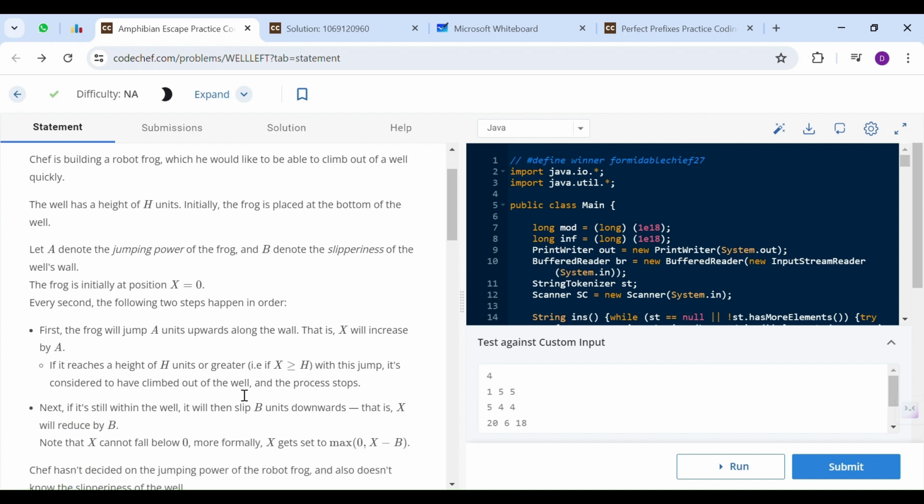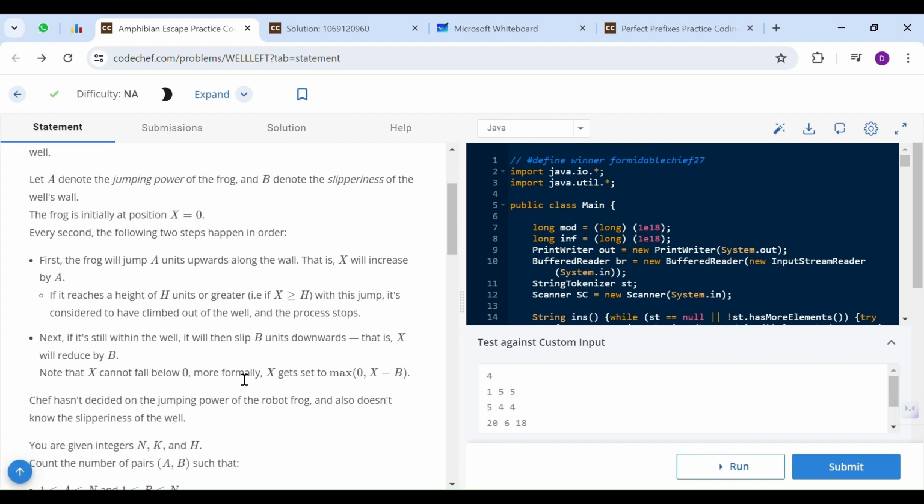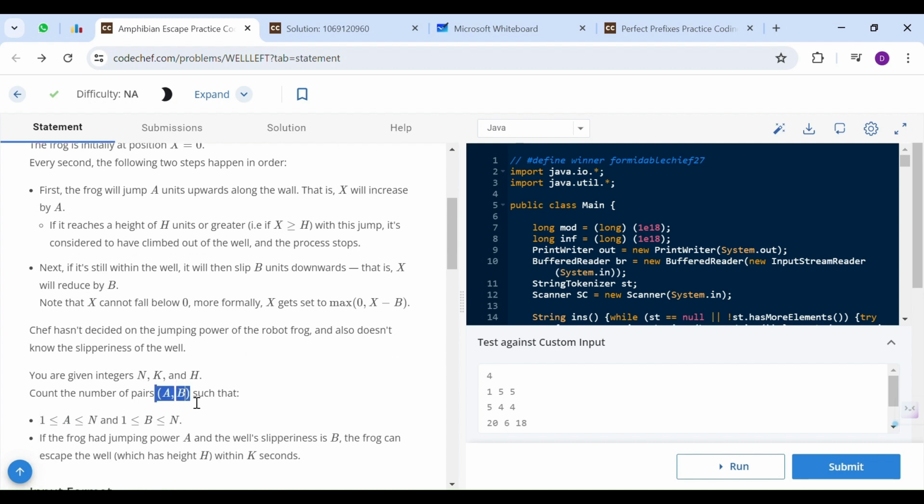First the frog jumps A units upwards, and then if it has not exited the well yet, it comes down by B units. Okay, and then it again tries to jump up A units and again B units down. You need to count the number of pairs A comma B such that if the frog had a jumping power of A and well slipperiness is B, the frog can escape the well within K seconds.